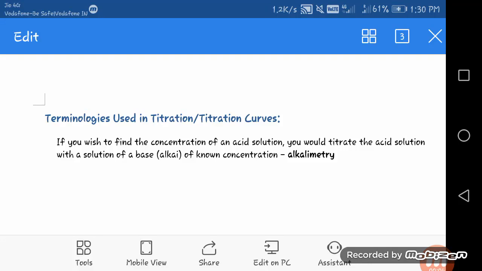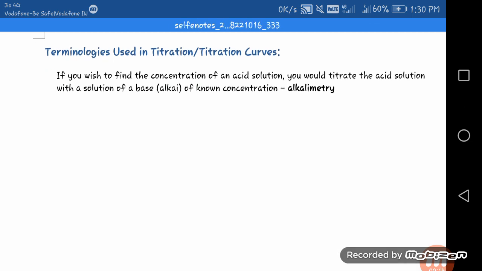Namaste. So, this is the class of pharmaceutical analysis, and today we will learn about the terminology used in titration and about the titration curve.